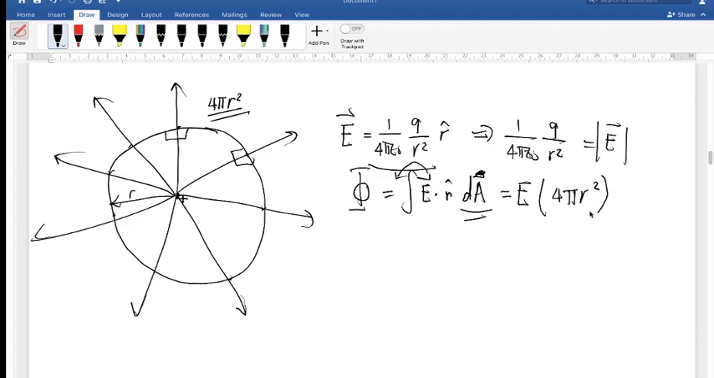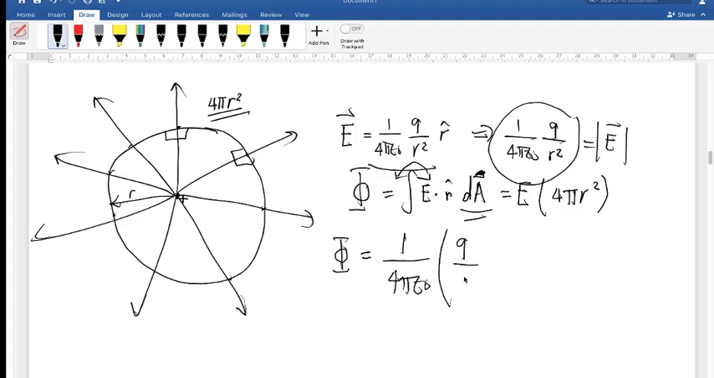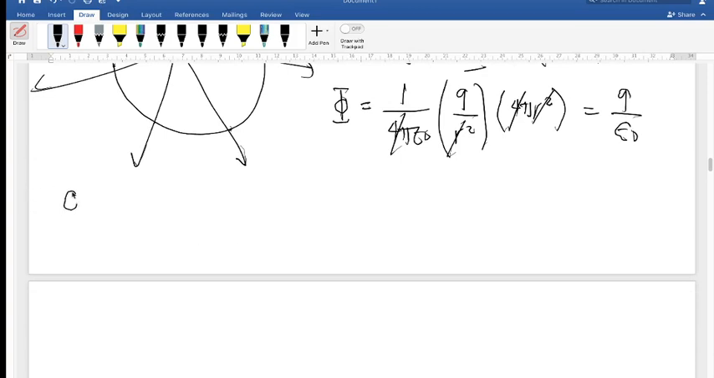Okay? So the electric field of that point charge is actually equal to this one. So suppose we have 1 over 4 pi epsilon sub naught q over r squared multiplied with 4 pi r squared, and that cancels this out, cancel r squared, so we have q over epsilon sub naught. So therefore the flux is just equal to q over epsilon sub naught for any surface.